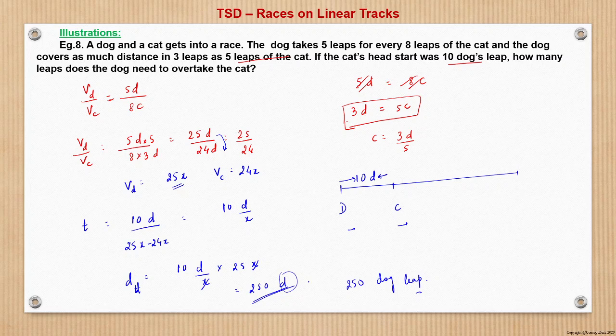But just to show you the basics, I have done this. What I'm saying here is that the ratio of speed is 25D upon 24D, right? This is vd upon vc. So it means the difference is D. So when the dog has covered 25D, the cat has covered 24D, and therefore the difference between the two is D. But when the actual difference is 10D, it means that by then the dog would have covered 250D and the cat would have covered 240D. So how many leaps does the dog take? 250. Directly from here we can say for 10D. So same as what we got here.